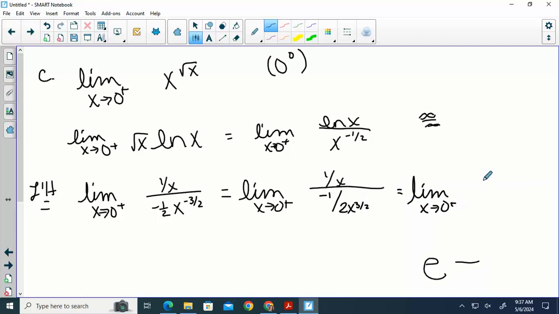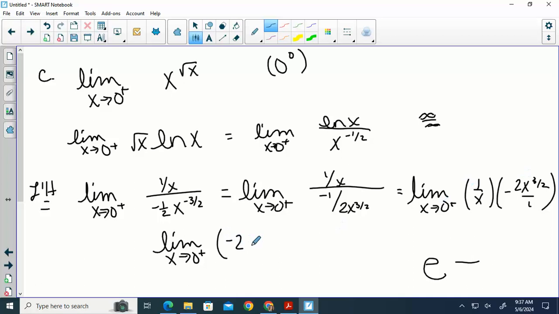So we can flip and multiply. Alright, so we have a negative 2. When you're dividing, you subtract exponents, so x to the 1 half. So if you put in 0, negative 2 times the square root of 0 is 0. So our answer is e to the 0 power, which is 1. So far, so good?